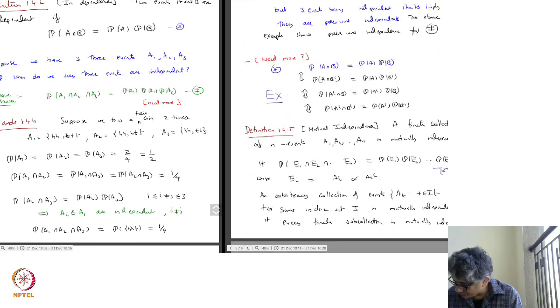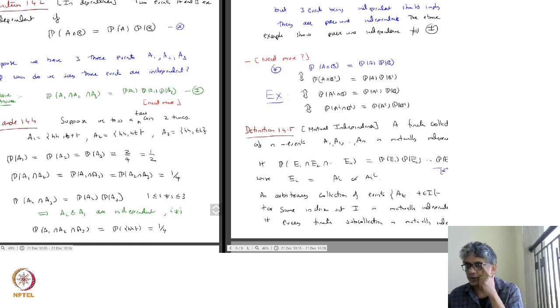We say n events are mutually independent if 2 to the n equations hold. That is, the probability of E1, E2, through En is equal to the probability of E1 times the probability of E2 and so on, where each Ei is both Ai and Ai complement. And then we say an arbitrary collection is independent if any finite subcollection of them is.